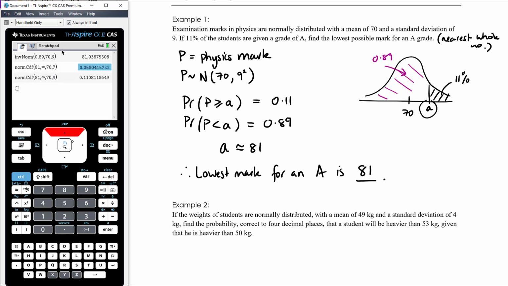We see that it is 11.1% get an 81 or above. But for the purposes of the question, especially if it says I've added, but round to the nearest whole number, you can just round to the nearest whole number.